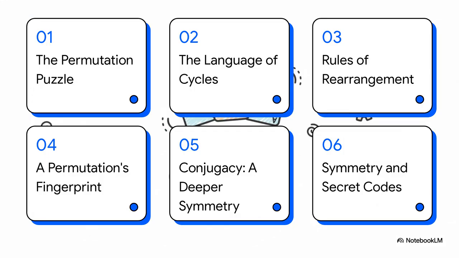So here's what we're going to do. We'll start with a really simple puzzle, then we'll build up a whole new language to talk about shuffling. After that, we'll uncover the hidden rules of the game. And finally, we'll see how this super abstract idea is actually critical for things like secret codes and sending data across space. It's going to be fun.